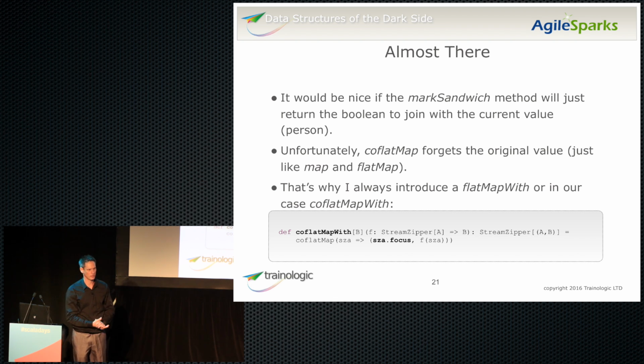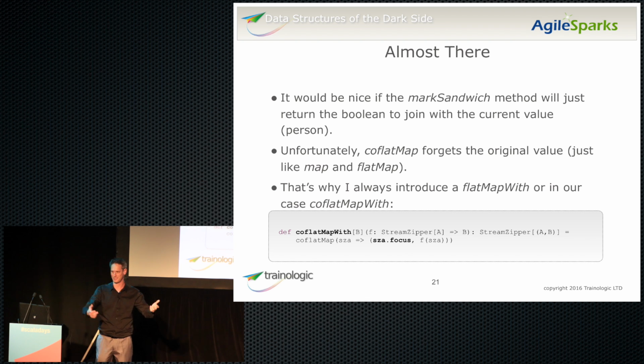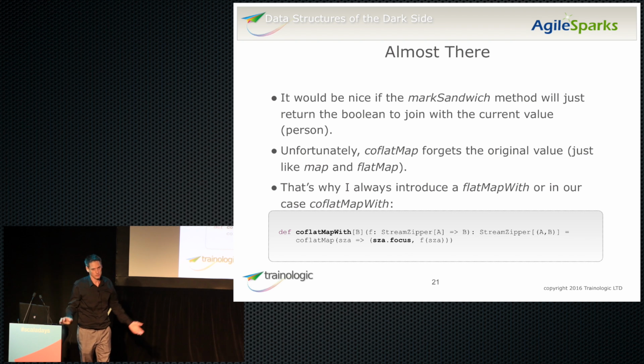For example, let's take a look at flat map. We are all familiar with flat map. Now, both map, flat map, and co-flat map forget about the original value. A flat map takes an element of type A and returns a context, let's say a list of B. And then you get a flattened list of Bs. But what if I wanted to maintain also the original A? I want to get, at the end, a list of tuples of A and B, the original value and the value generated by our flat map function. You can't have it.